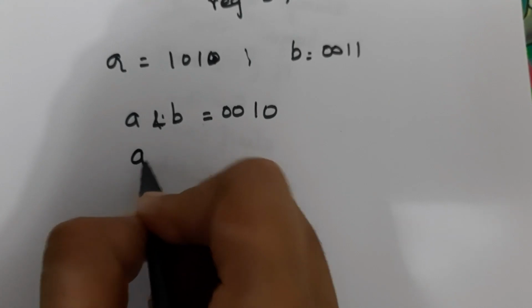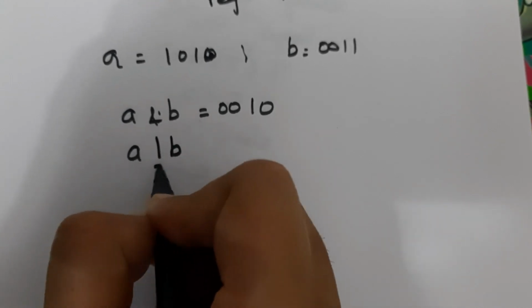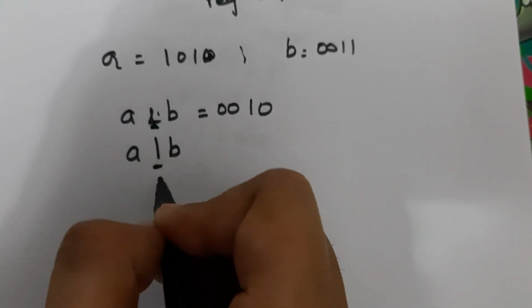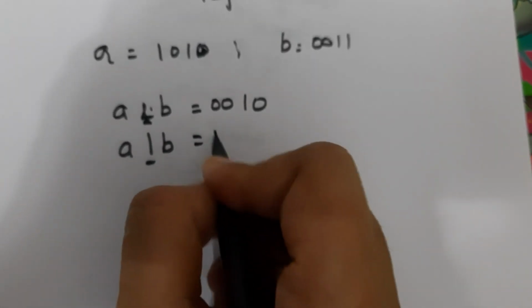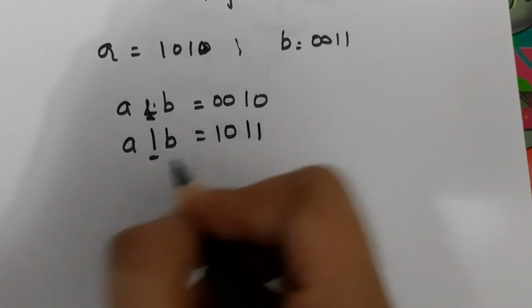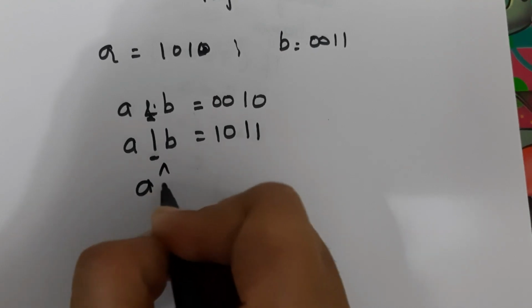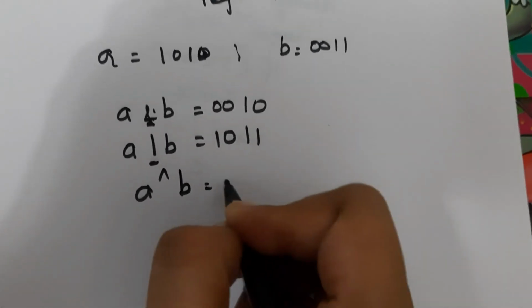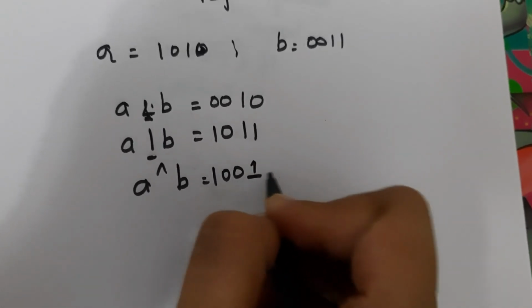Next, if you want to find the OR of this, this is the AND operator, and this is the OR operator. So we will get the answer as 1011. And XOR operation means this is the XOR operator. A XOR B, we will get 1001.